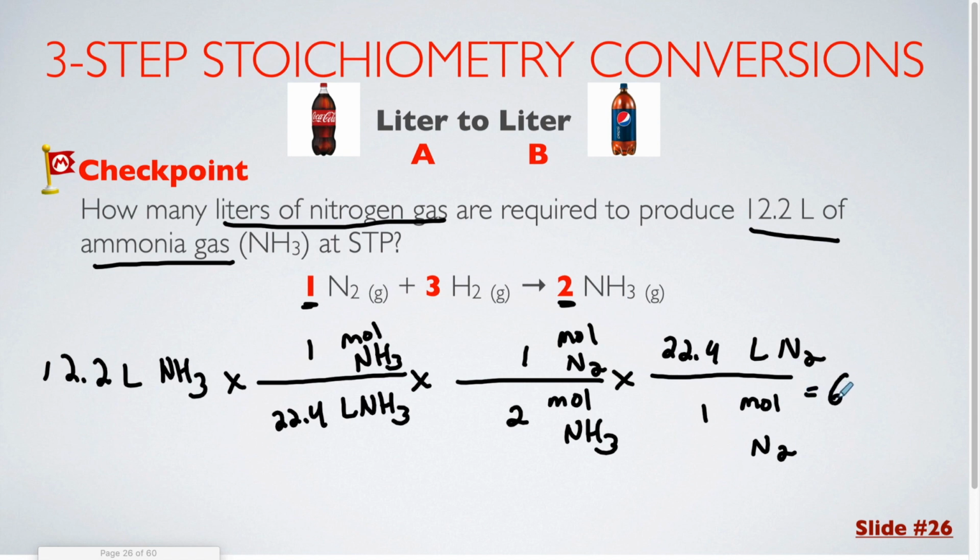I had 3 significant figures at the start, so I'm going to have 3 significant figures in my final answer. I have to add that 0 there in order to have the right number of significant figures. And that is going to be liters of N2.